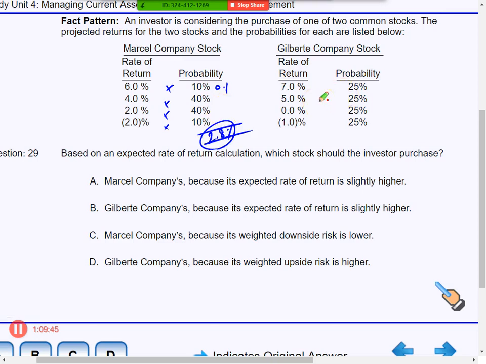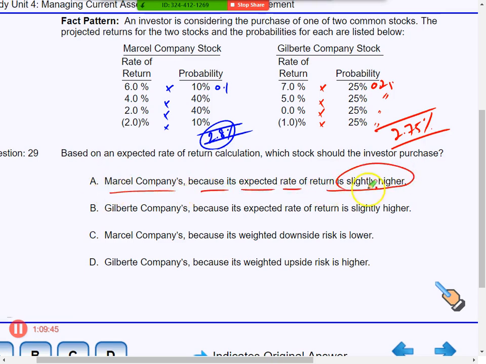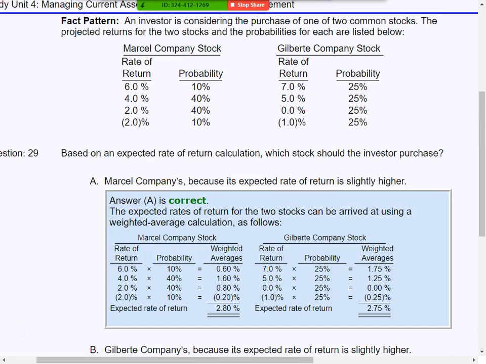Doing the same thing for Gilbert company, I'm going to keep this percentage sign and convert all of these into decimal, so you get the result in percentage. 7 times 0.25 plus 5 times 0.25, 0, no need to do that, minus 1 times 0.25, what you get is 2.75%. So the expected return on Gilbert is 2.75. So Mercer company is marginally better, 2.8 versus 2.75. So Mercer company is preferable because its expected return is slightly higher. That's the reason we select Mercer, because the returns are higher, even slightly, but still higher.